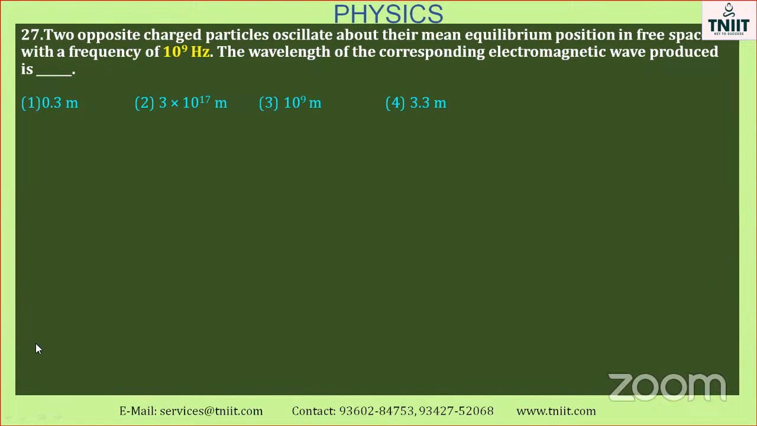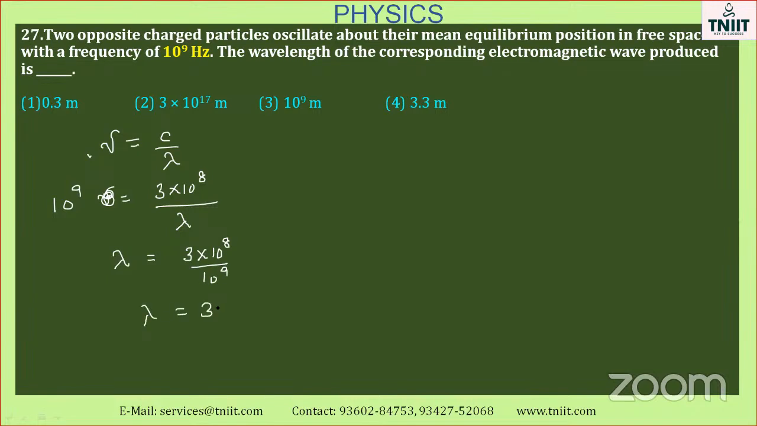So how to calculate the wavelength then? What's the formula for frequency nu? Nu is equal to C divided by lambda. What is C? 3 into 10 power 8. Lambda you have to calculate. What is the frequency they have given? 10 power 9. So what is lambda from this? 3 into 10 power 8 by 10 power 9.